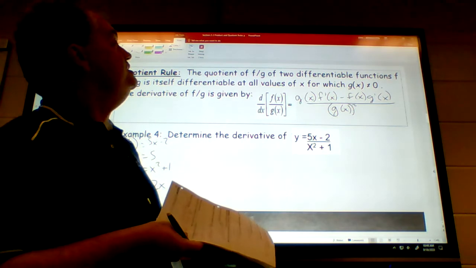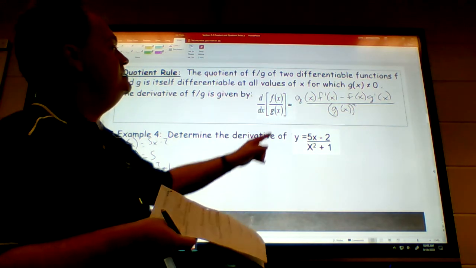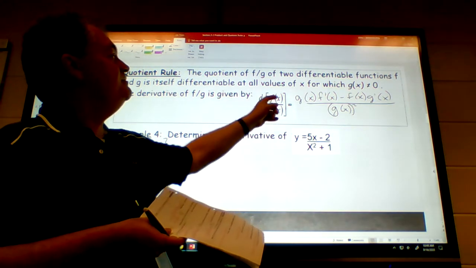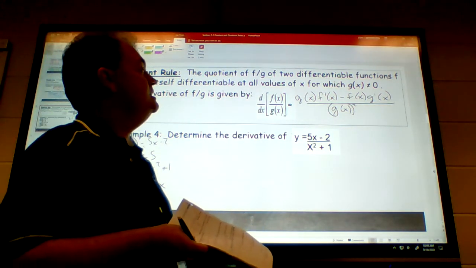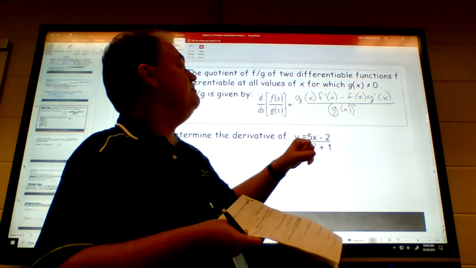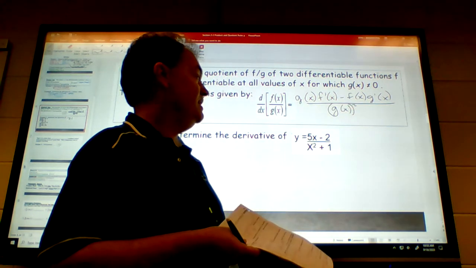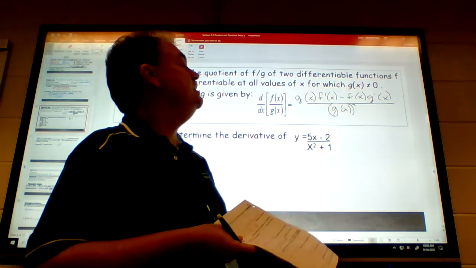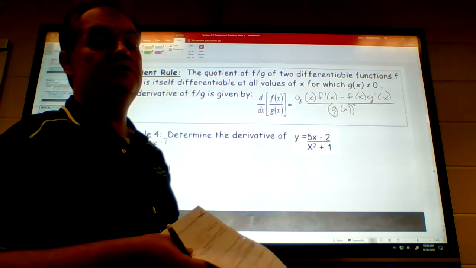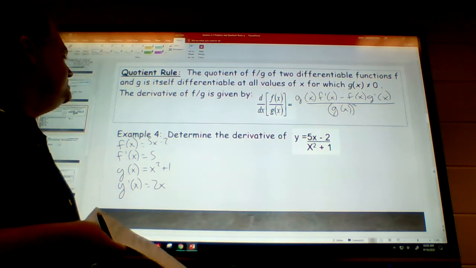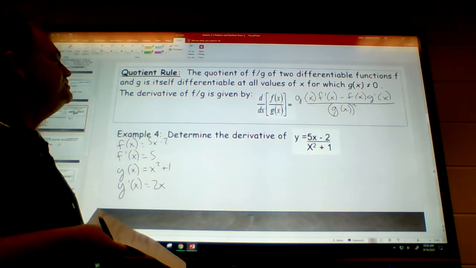So the derivative using the quotient rule: the derivative in terms of x of f of x over g of x is g of x f prime of x minus f of x g prime of x, all over g of x squared. Now there's a little memory thing we'll show you in just a moment, but let me go ahead and do the first example right here.